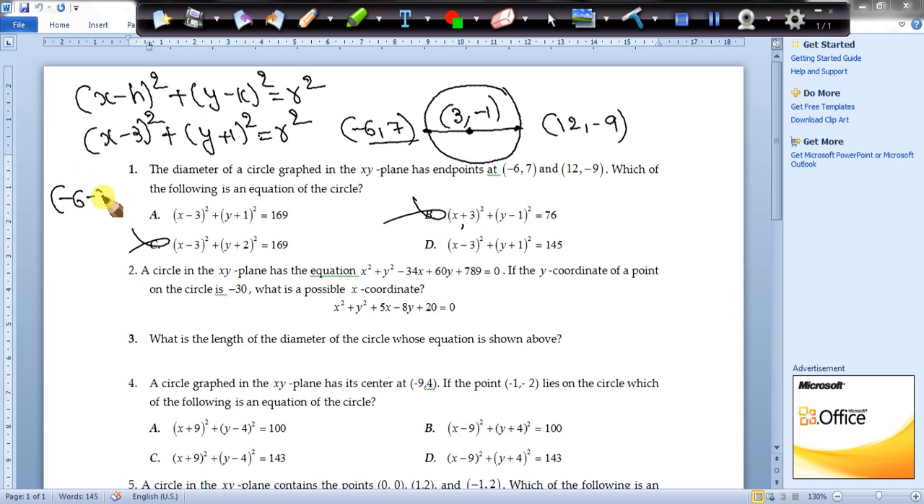So -6 minus 3 whole square plus 7 plus 1 whole square is r square. 9 square is 81. 81 plus 64 is 145. Therefore r square is 145. So the equation is x minus 3 whole square plus y plus 1 whole square is 145. D should be the correct answer.